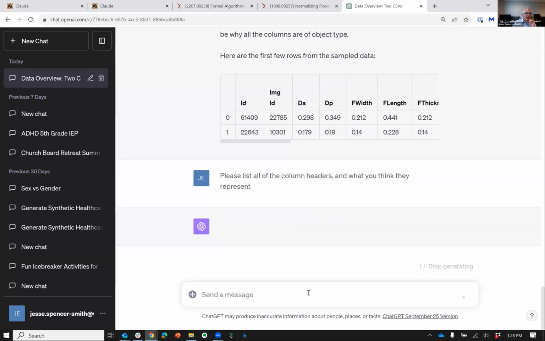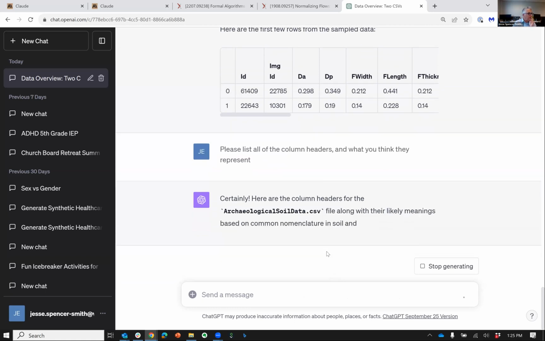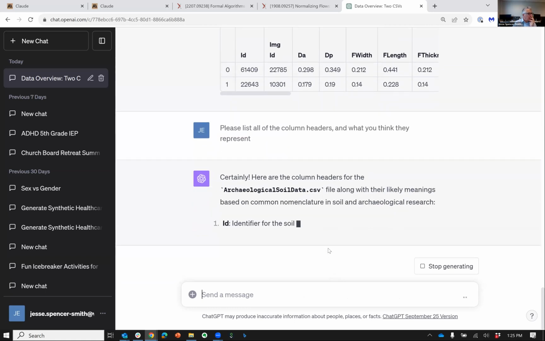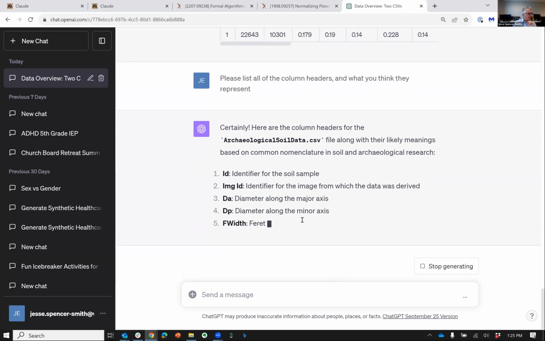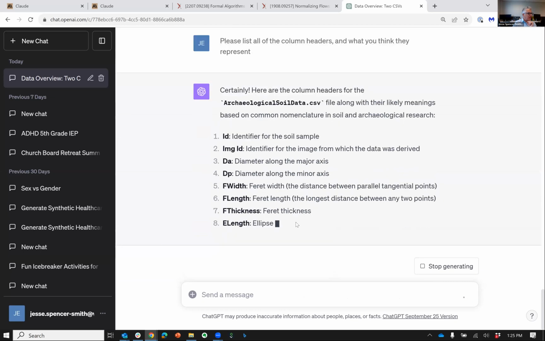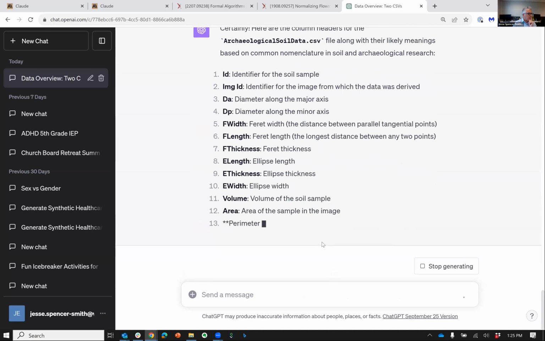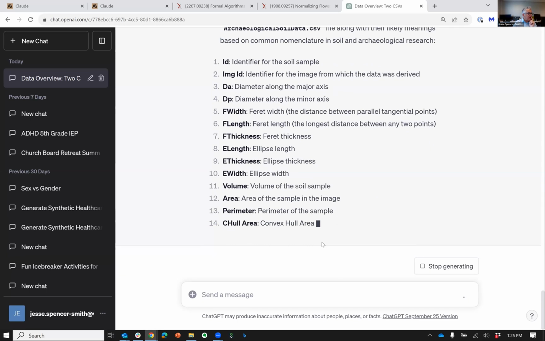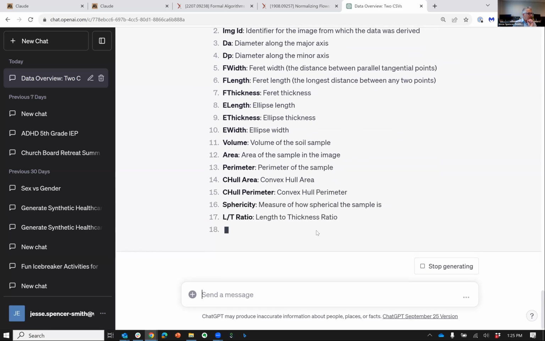So this is exploratory data analysis, where it's allowing me to very quickly explore. So ID, diameter along major axis. So it's giving me a good guess of what this might be. So these are for each individual particle. It's giving me these different types of measures.